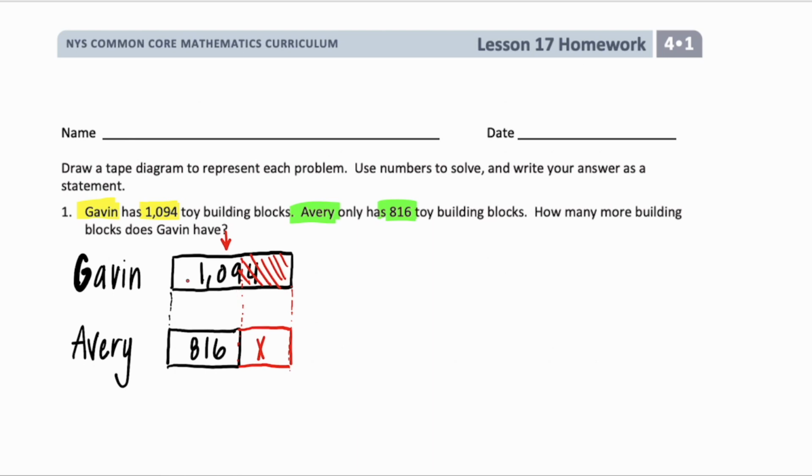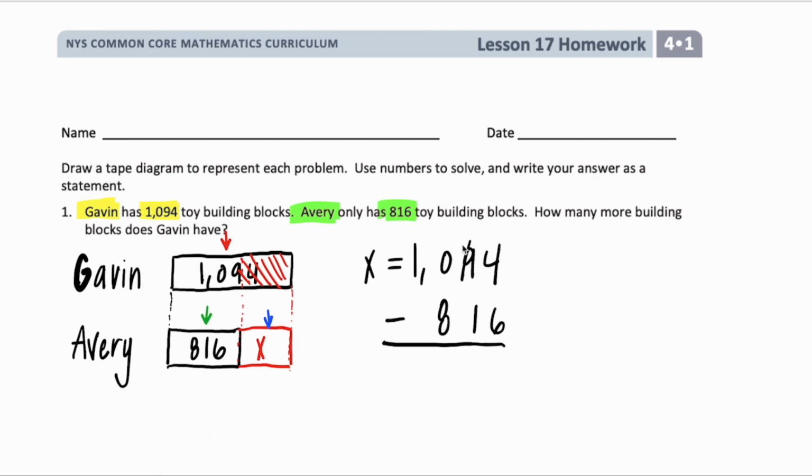In this instance, 1,094, that's the total. This here, 816, that's one part. And here is the other part. If you know the total, you know one part and you don't know the other, you subtract. So we're going to subtract 1,094 minus 816.